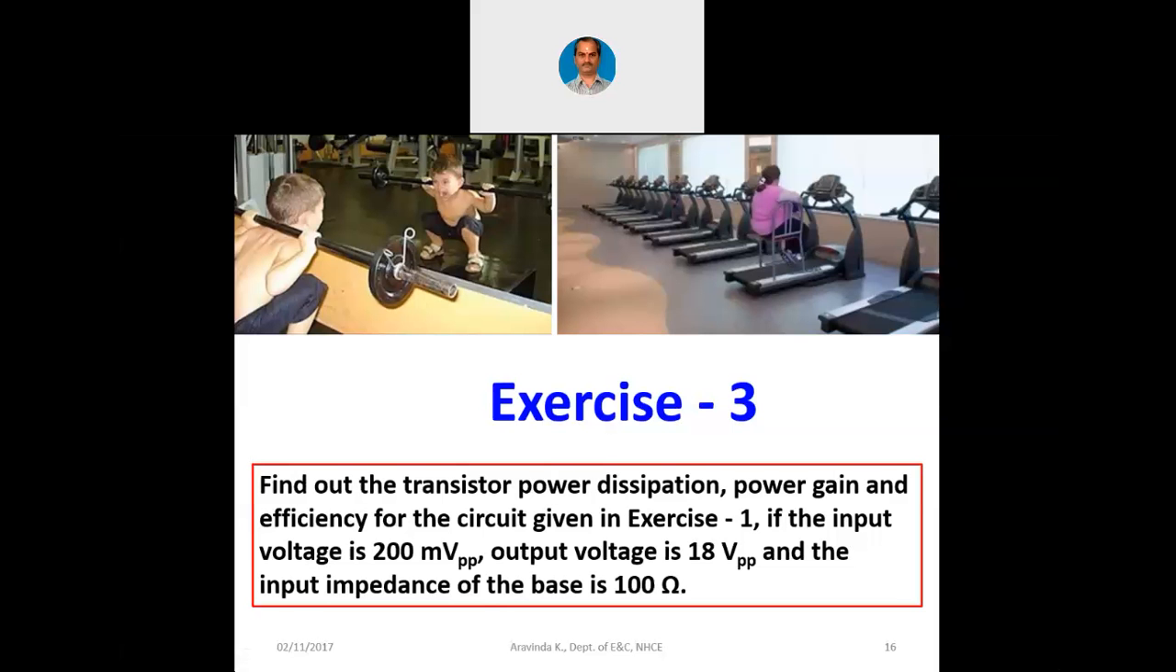Typically, class A power amplifier's power gain will be somewhere around 25%. Still, up to 50% is also possible based on the circuit design. Okay, two students have given the answer now. Let us see the answer. Rohit has given the answer as power gain is 45%. Let us see the answer now.